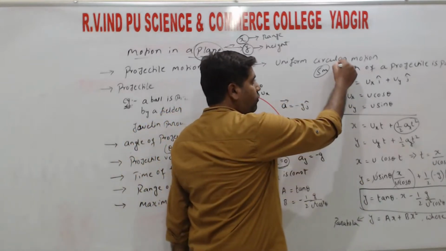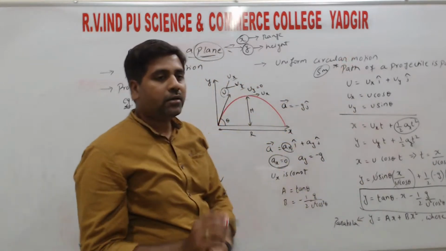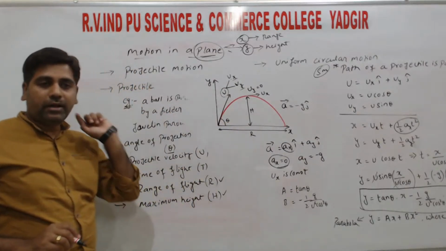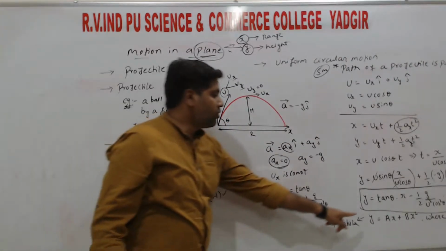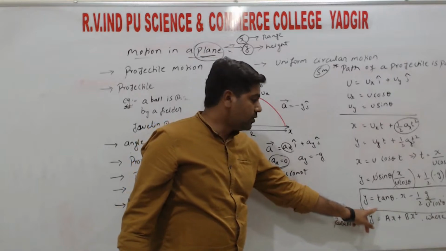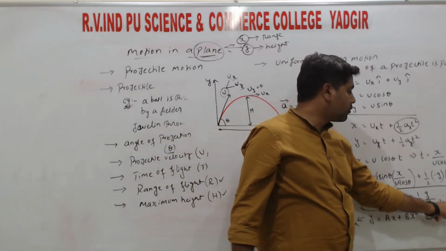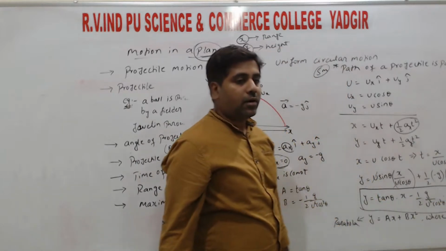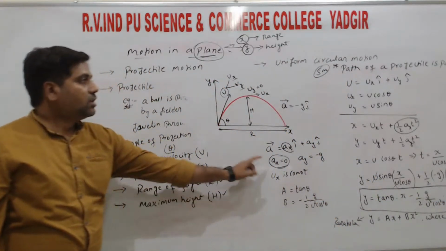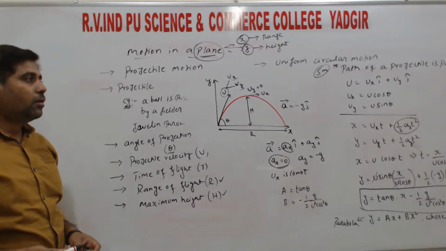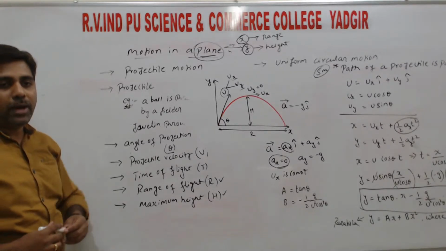So this is very important for 5 marks, right? So diagram, explanation, then we need to write the final conclusion, that is y is equals to tan theta into x minus g by 2 u square cos square theta into x square, right? So this is the derivation for the path of a projectile is a parabola, right?